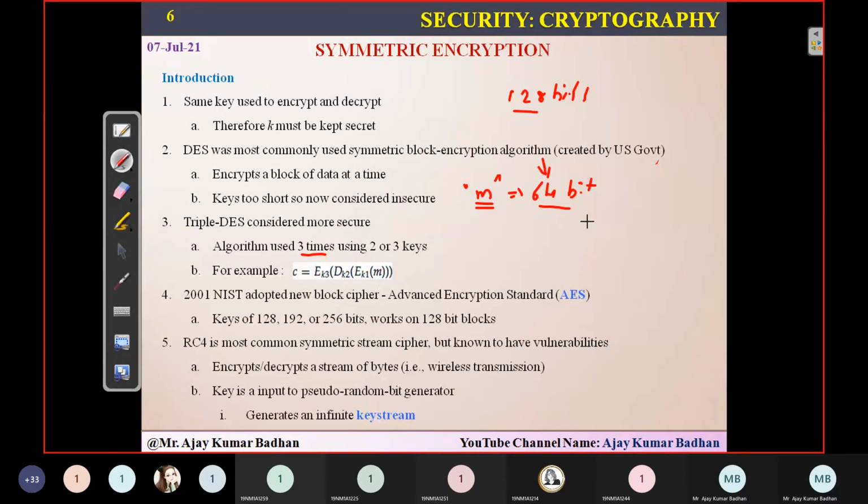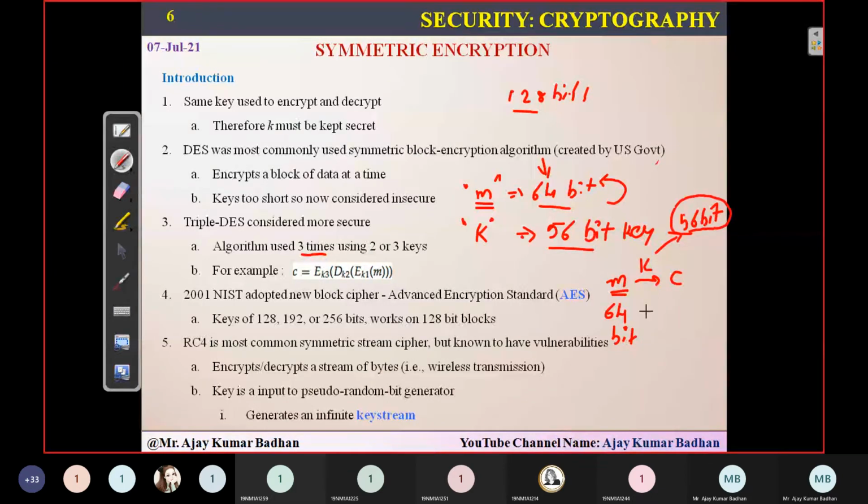To encrypt it we definitely need a key, and the key is also nothing but bits. How many bits? They used a 56-bit key. Using this key, they encrypt the message. As I told you, you apply a key and you get a ciphertext. So what is the size of the message we can encrypt? 64 bits. And what is the size of the key we can use? 56 bits. So using a 56-bit key, we are able to encrypt a 64-bit message and convert it into a ciphertext. This is the first one we used.